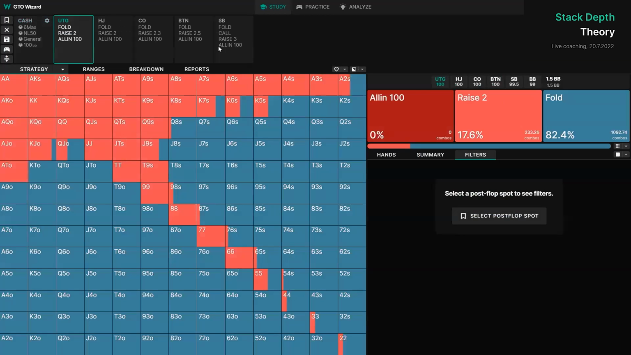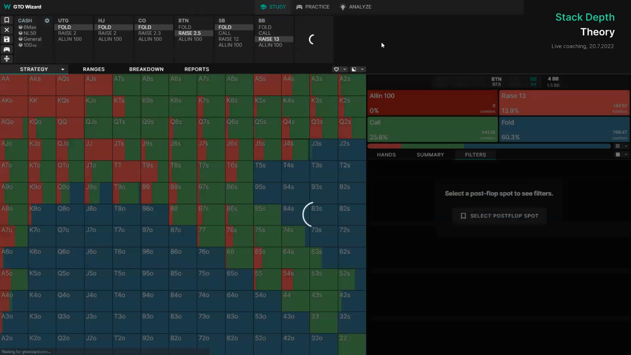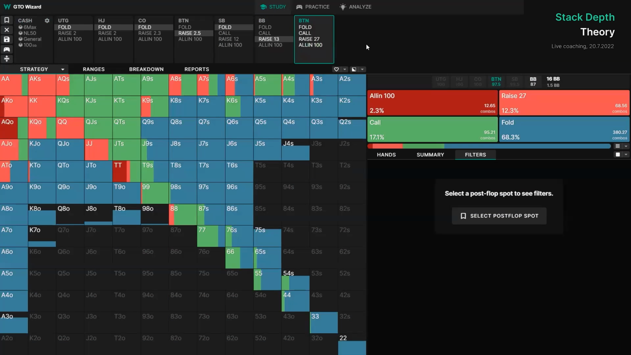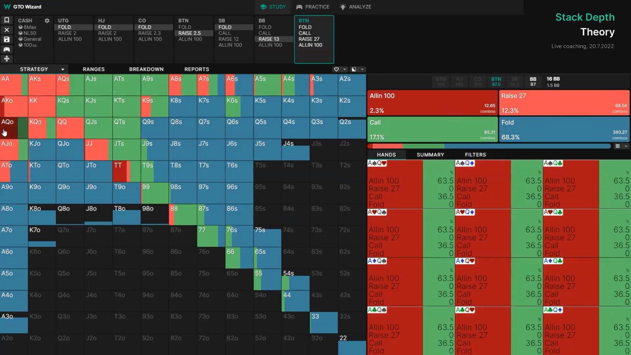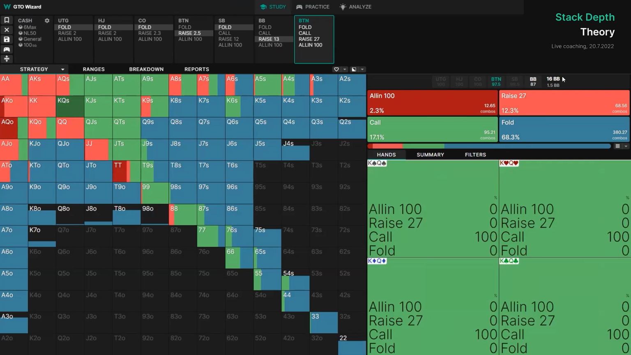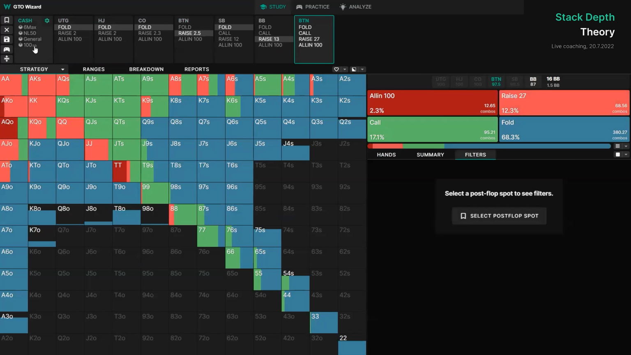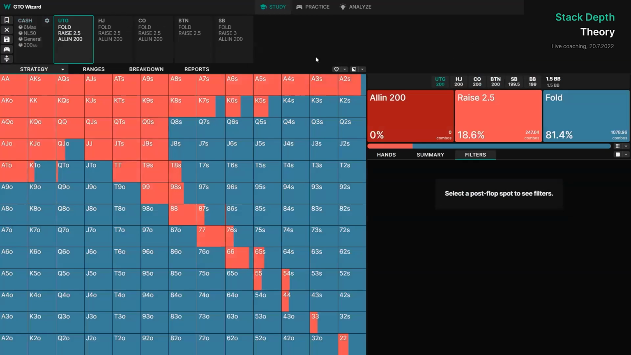We'll go to 100 big blinds. So button opens, action on big blind. This time they've 3-bet larger. You can see it's 27 this time. And again, the more vulnerable hands are going to be shoving, whereas the rest of these are going to 27. And here we'll continue this up. Let's go up to 200 big blinds now.